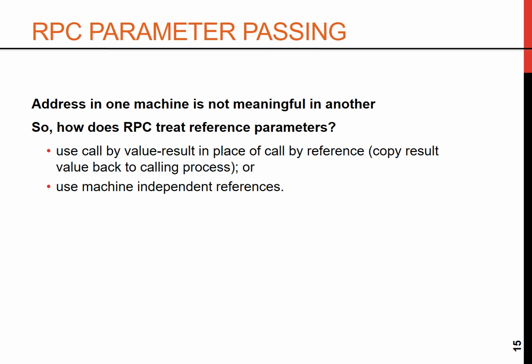To address this, RPC can substitute call by value result, or copy restore, in place of call by reference. This approach involves serializing the data, sending it over the network, allowing changes on the receiving machine, and then copying the results back. Another method involves using machine-independent references. Here, both the variable address and the sender's IP address are included. This ensures that any modifications reflect back to the originating machine.